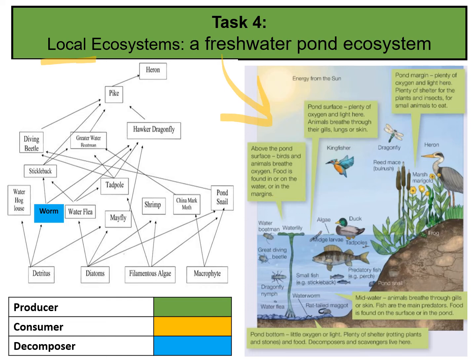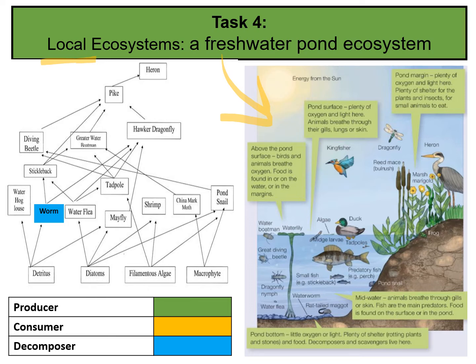Whereas global ecosystems are much larger in scale. They're known as tropical rainforests, deciduous woodlands, or tundras, or sometimes also known as deserts.